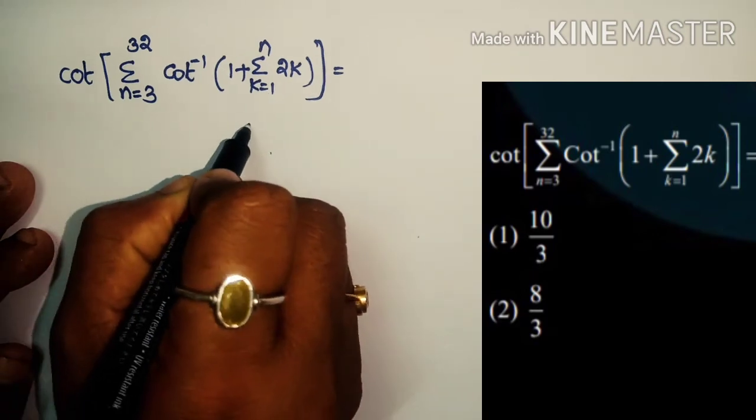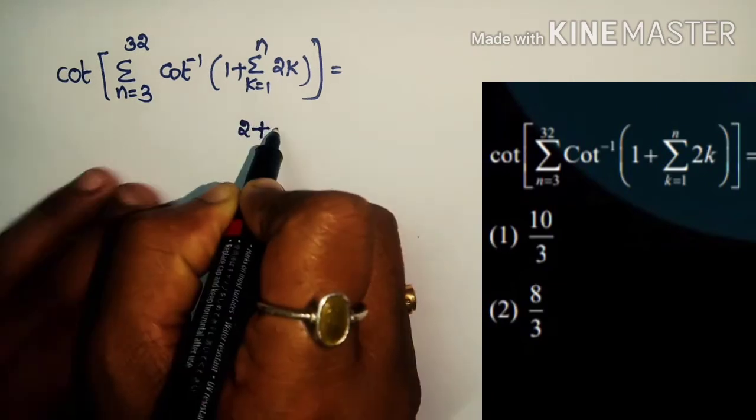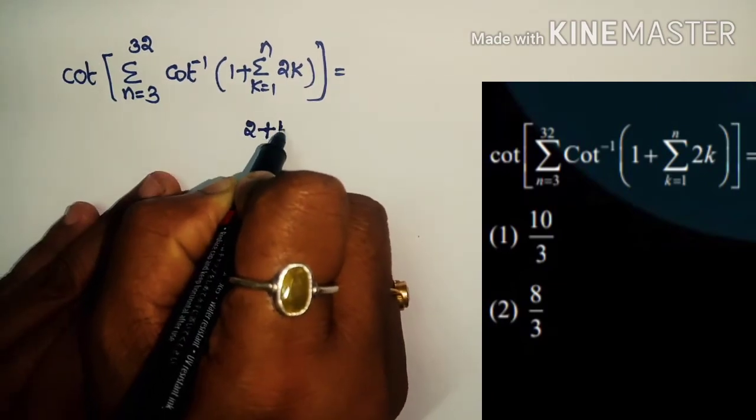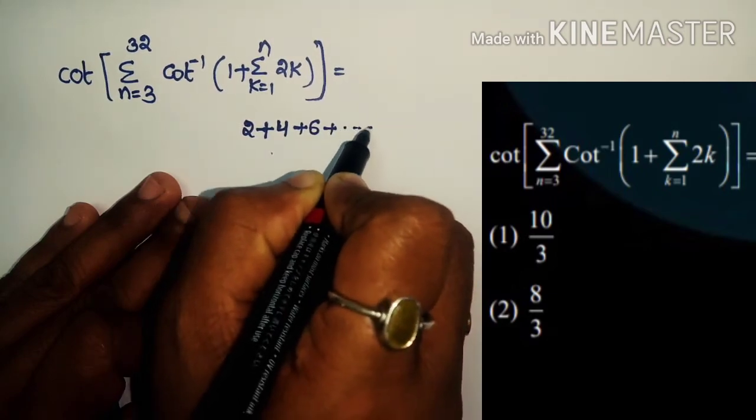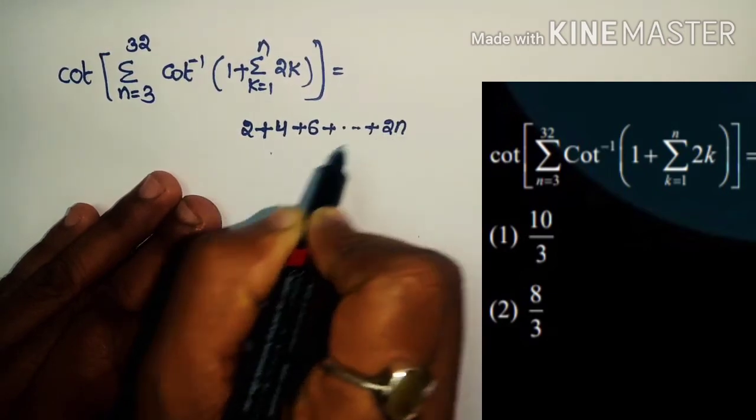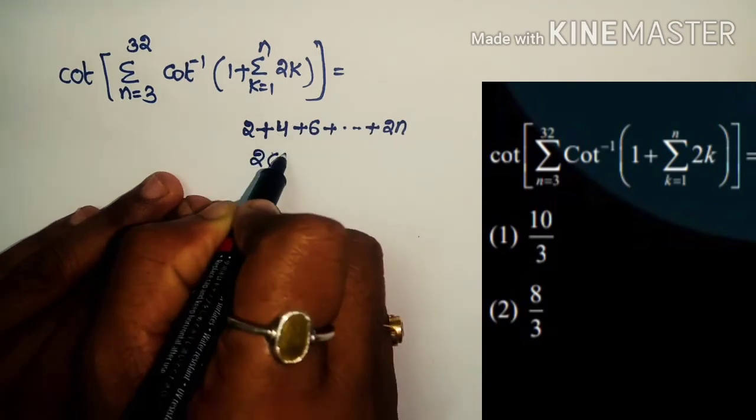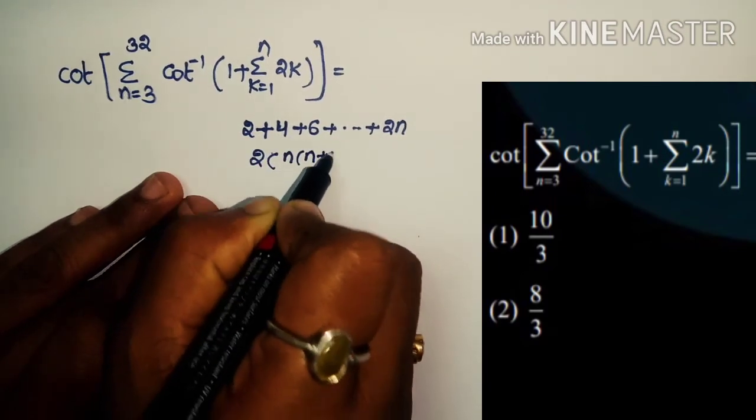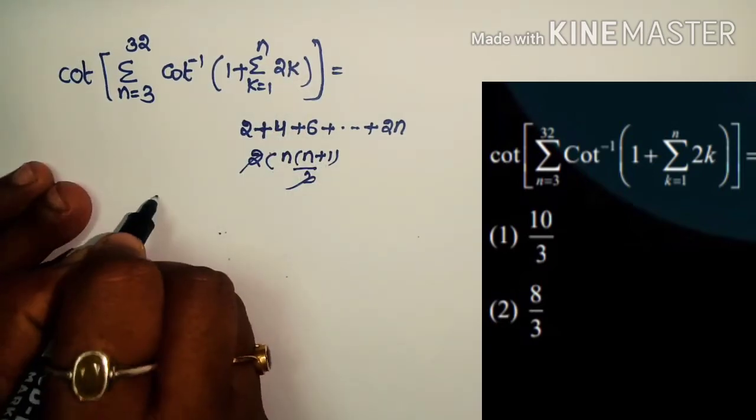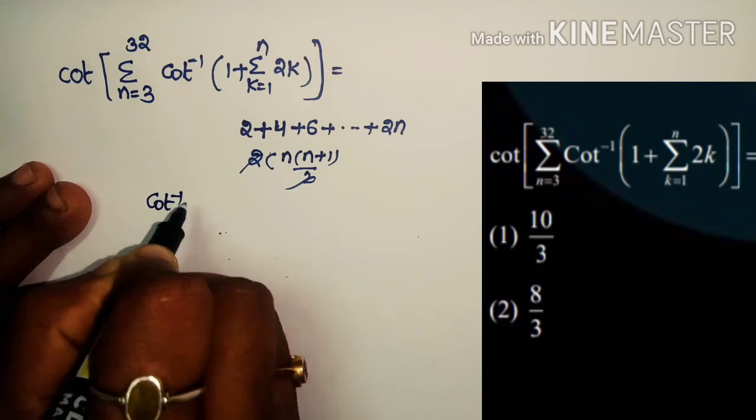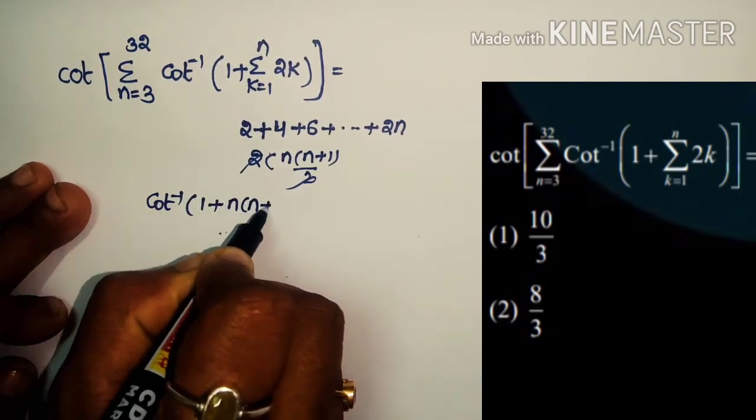That is, when we take k equal to 1, we get the term 2 plus, when k is equal to 2, it returns 4, k is equal to 3, this is 6, and so on, so on, k is equal to n, this is 2n. Now taking 2 common here, 2 into 1 plus 2 plus 3 and so on up to n, which is equal to n into n plus 1 by 2. So this total value is nothing but n into n plus 1. Now I take the term cot inverse of 1 plus that value, cot inverse of 1 plus n into n plus 1.